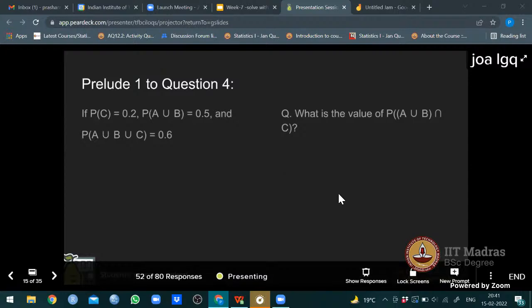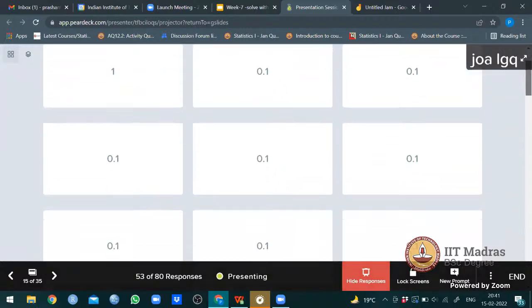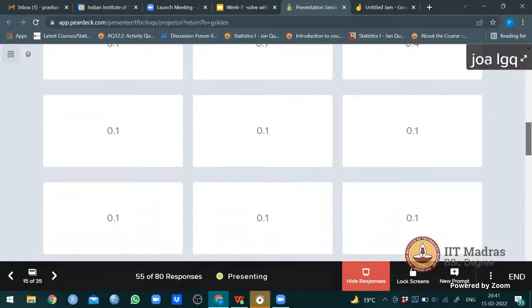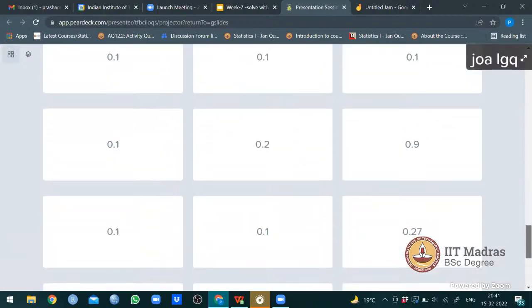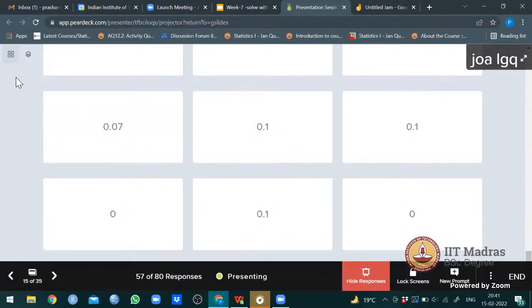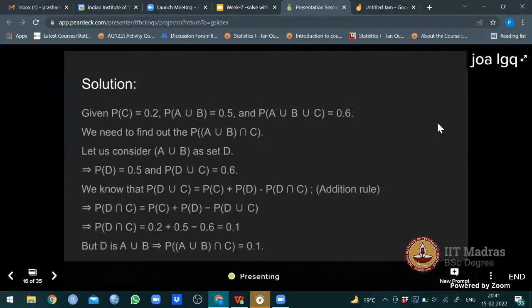Okay, now I think we can go for the solution, right? Let me see the responses. There's 0.1, 0.7, 0.4, 1, 1. Yeah, okay, we can see the solution. So 0.1 is the correct answer.